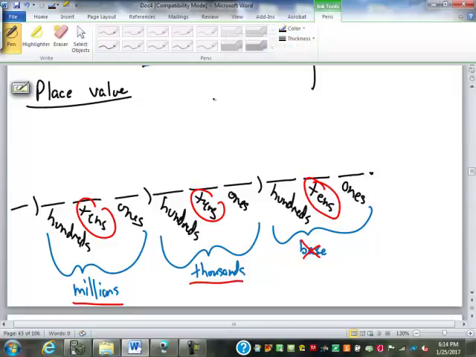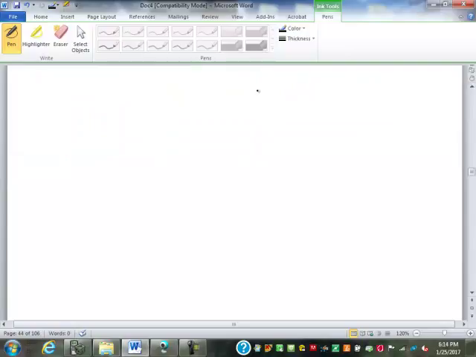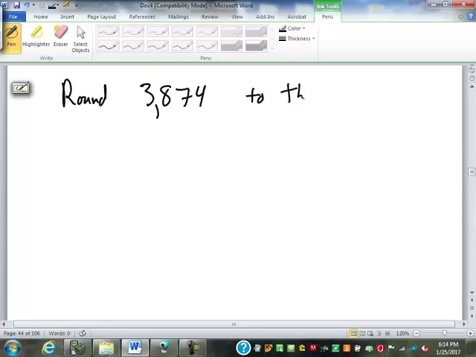Now, I'm not going to go over how to pronounce numbers. I'm going to assume you guys can do that. But the place values are very important for a lot of things. For rounding, it's important that we know our place values. If I ask you to round 3,874 to the nearest 100, we know what that is. What digit is in the hundreds place here? The 8, very good. So we find the 8.